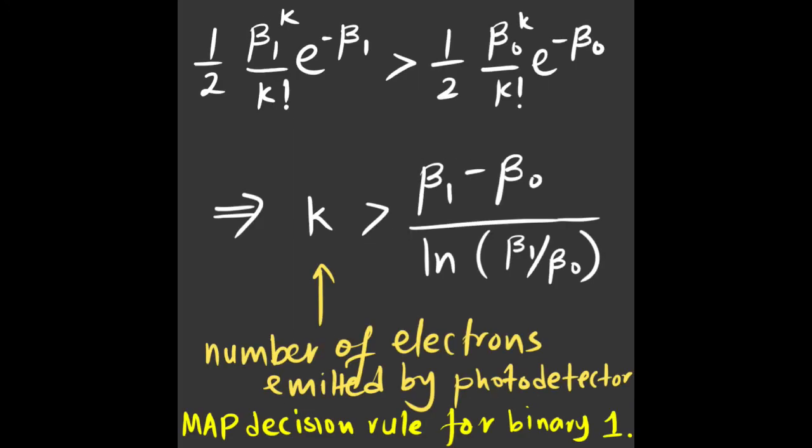Since the denominators of both a posteriori probabilities are the same, we decide that a 1 was sent if k exceeds the expression given, otherwise we decide in favor of the binary 0. Therefore, our optical communication system counts the number of electrons emitted and compares that number with a threshold. If the number of electrons emitted is above the threshold, we decide that a 1 was sent, otherwise, we decide a 0 was sent.